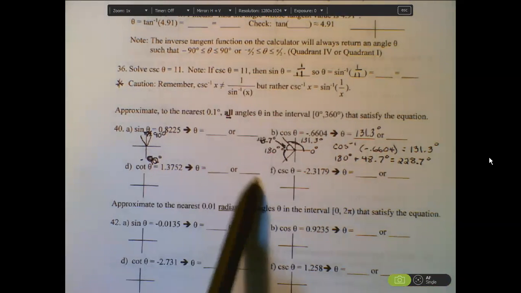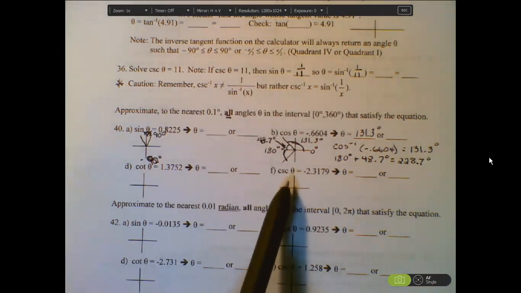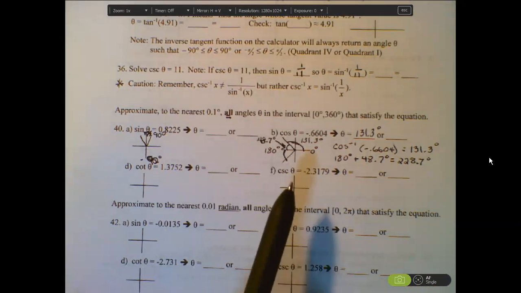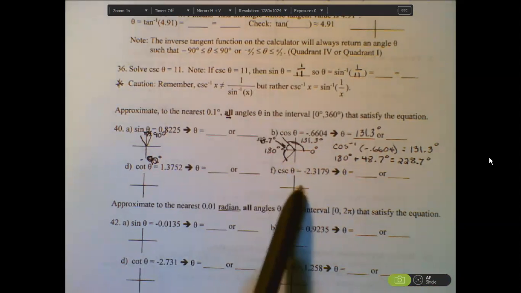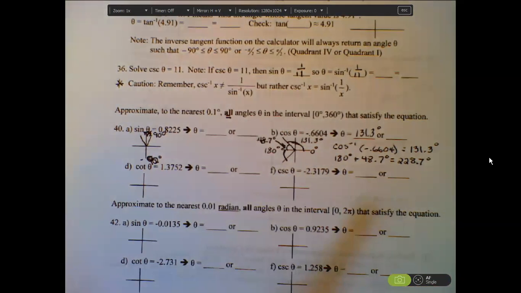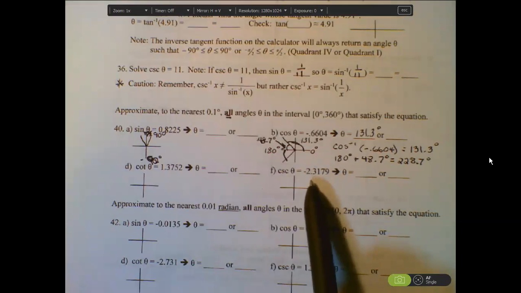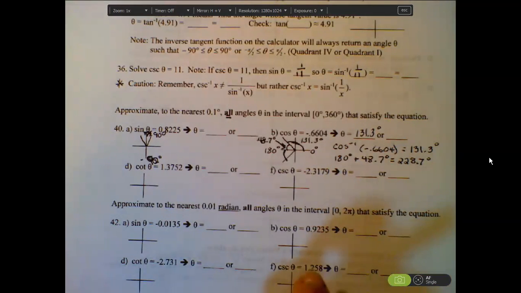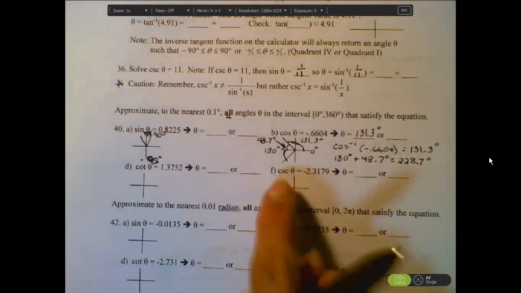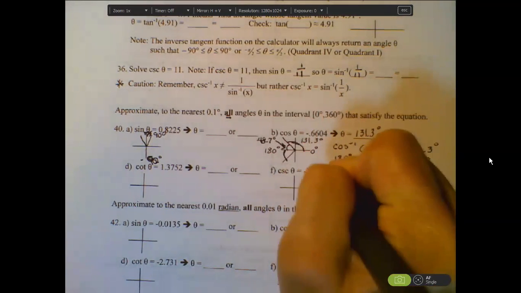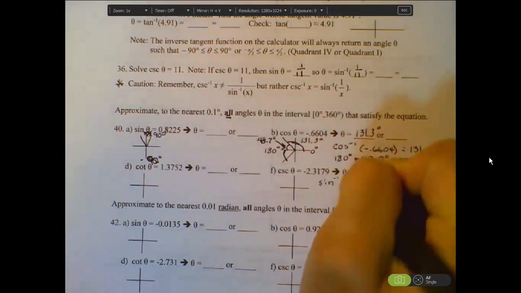What about the F part? I don't have an inverse cosecant button on my calculator, so do I just use inverse sine and then flip my answer? Somebody say no. No. What do I have to do instead of take inverse sine of this and flip it? You take the inverse sine of the fraction -1 over 2. Yes. You say if cosecant is this, then sine would be 1 over that.